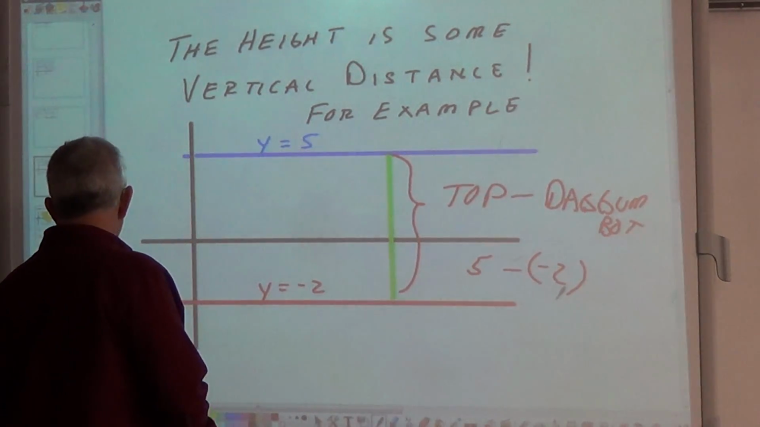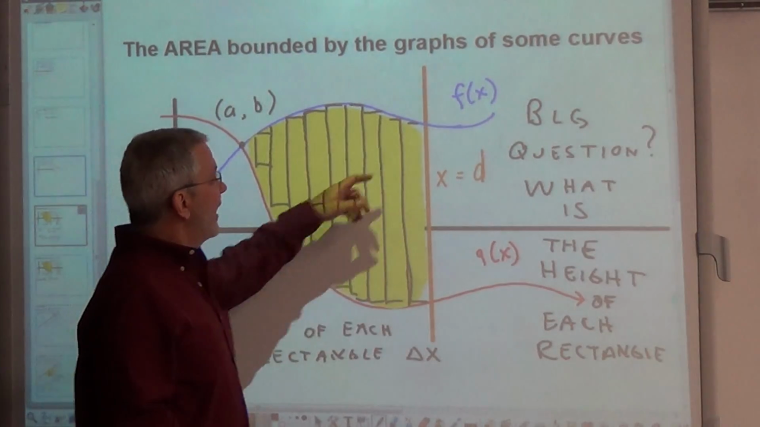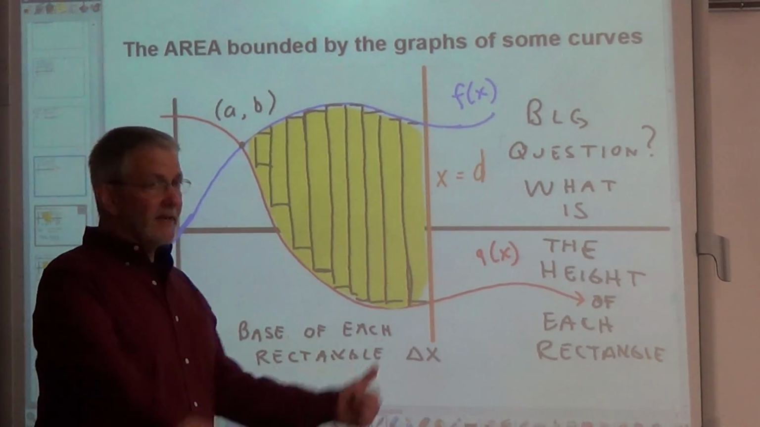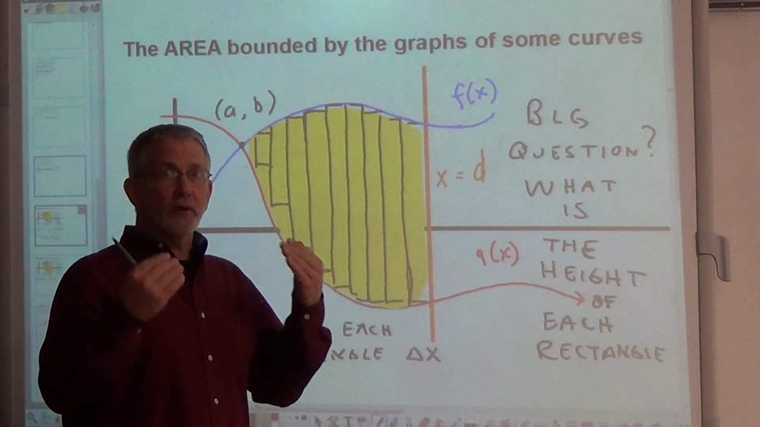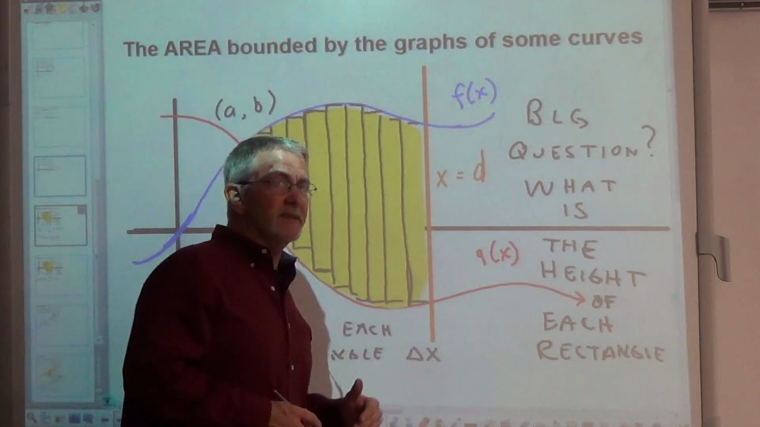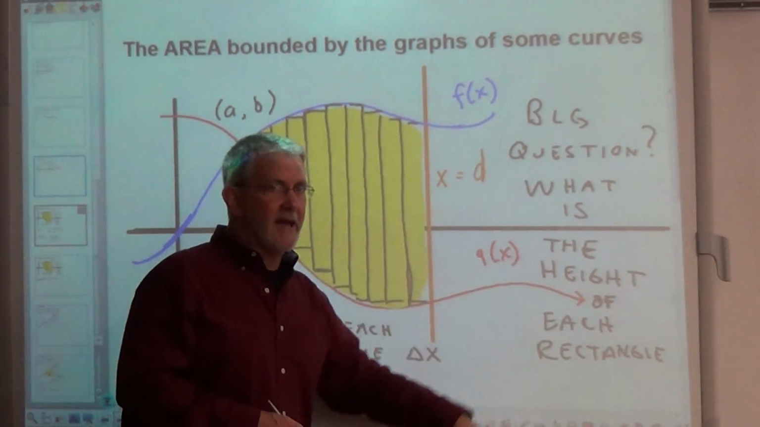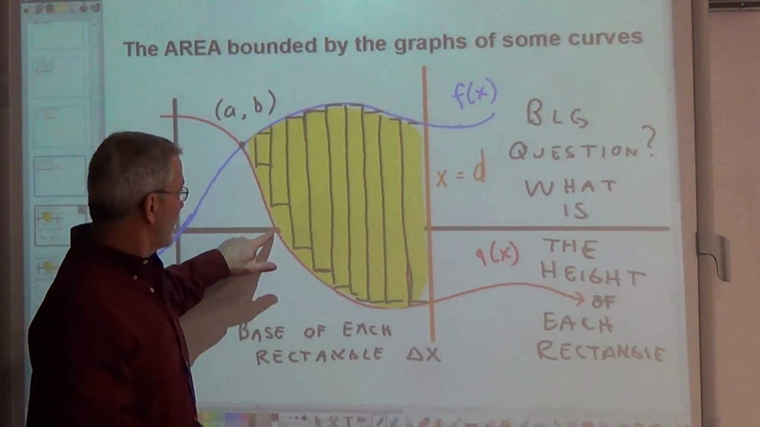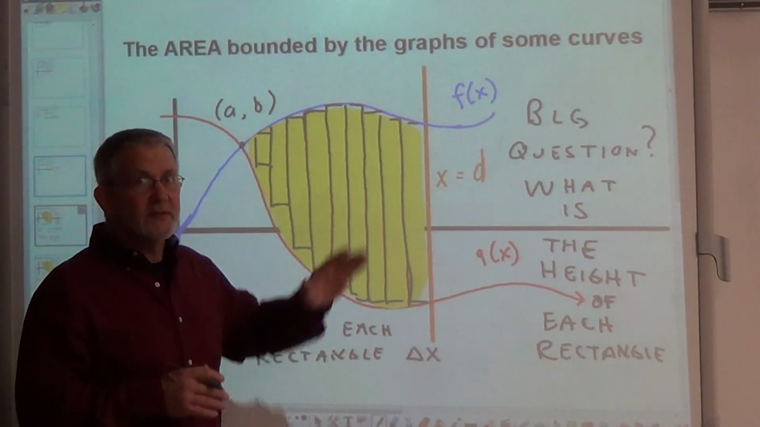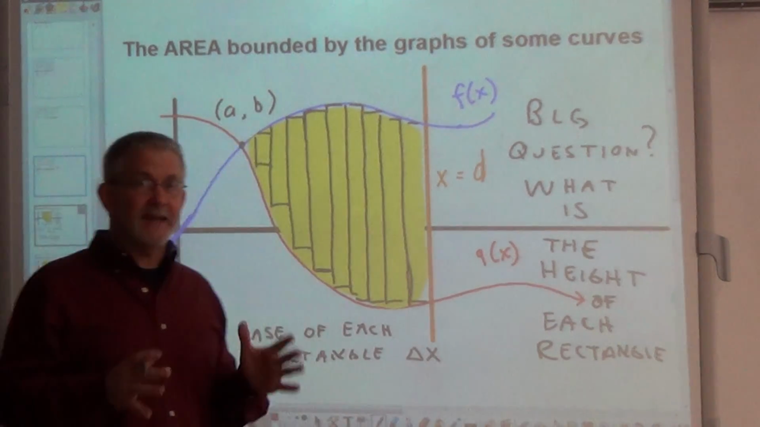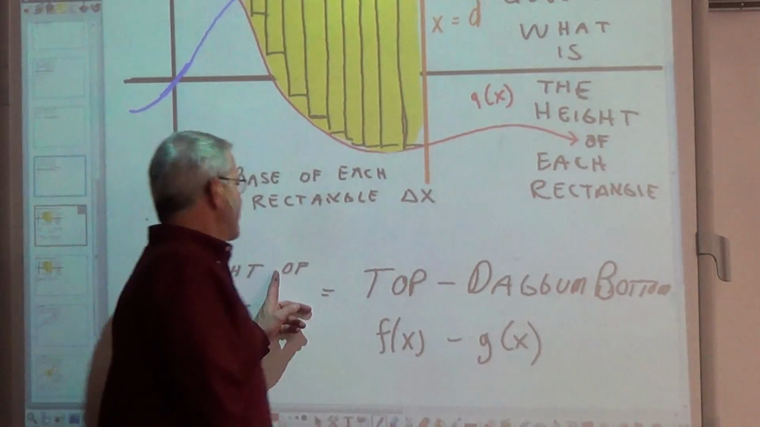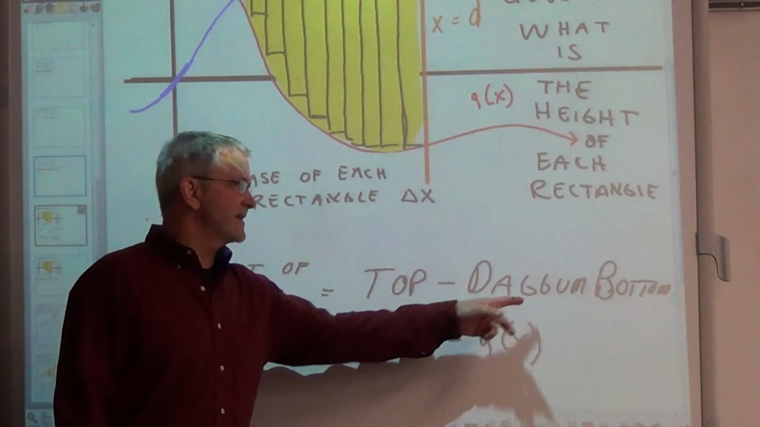So let's go back to our problem now, where we needed to find the height of each of those rectangles. Or really, we just need the height of one rectangle. And like I said on the previous slides, the height, the vertical distance, is going to be the top minus the bottom. I purposely made g of x below the x-axis here. So g of x from about this point on is negative, and over here is positive. But it doesn't matter. This vertical distance is still the top minus the bottom.